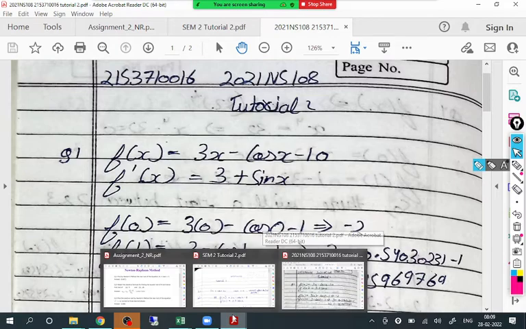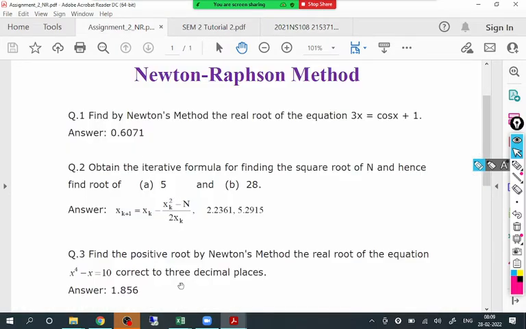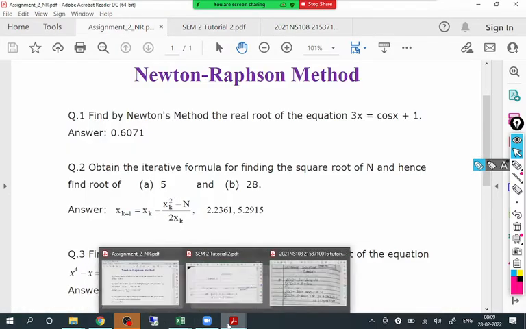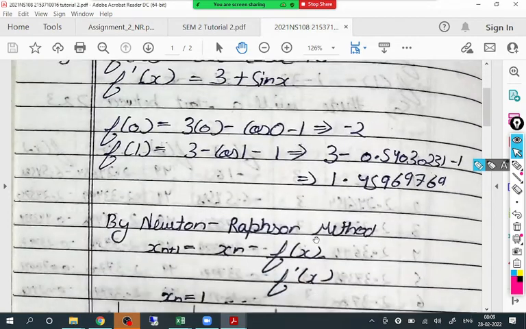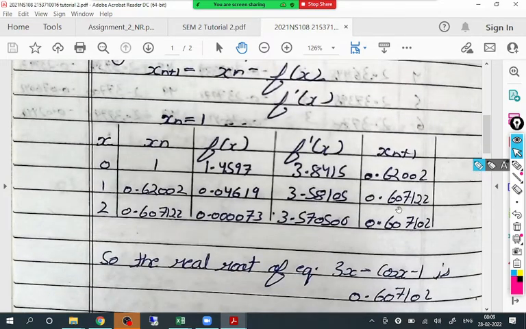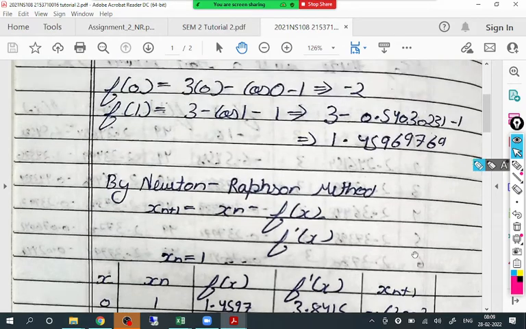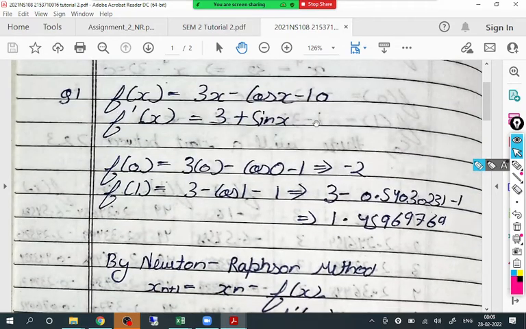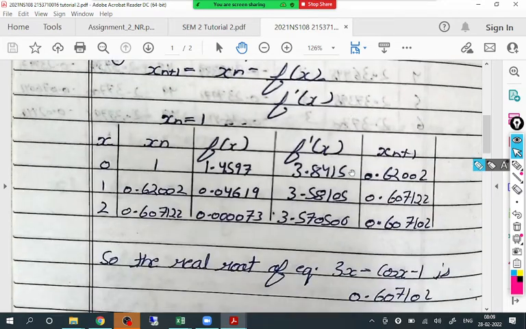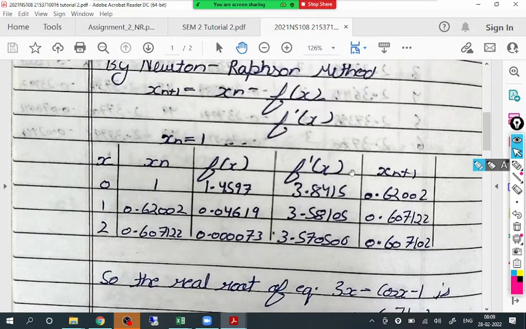Let me see what the solution is. The solution is 0.6071. 0.6071 is the answer. Yes, you got 0.6071 in the third iteration. So that is okay, everything is correct, except that it is 10 only. Otherwise, this answer is perfectly correct. Any doubt, anyone here? Does anyone have a doubt in the first question?